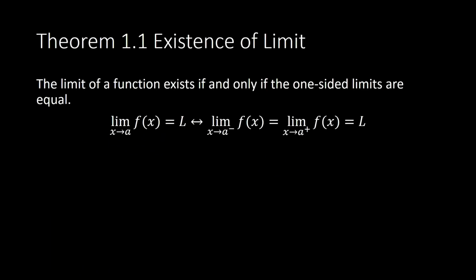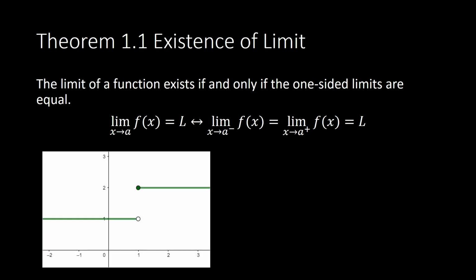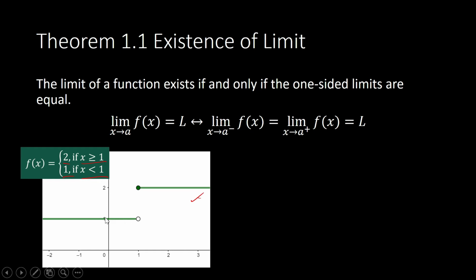This is what I will do. I will flash the graphs of two functions, and I will ask you, in which function does the limit exist as x approaches a particular real number? So this one is a piecewise function. It is equal to 2 when x is greater than or equal to 1. It is equal to 1 when x is less than 1. We shall investigate the limit of this function as x approaches 1.